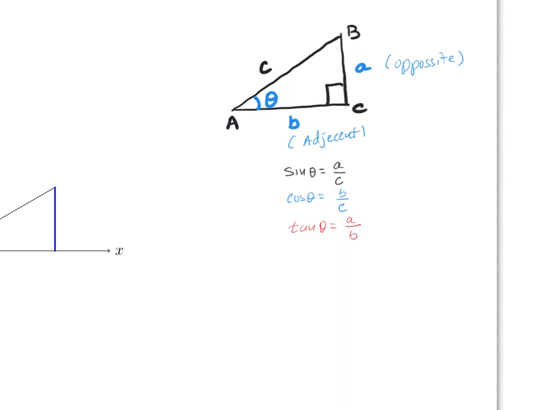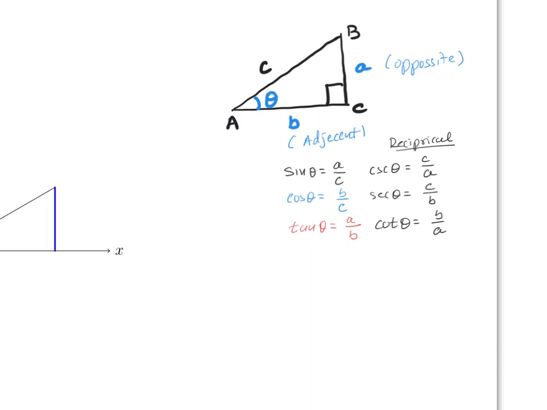Now, each of these three functions has a reciprocal, okay? And reciprocal, remember, is flipping the fraction. So the reciprocal of sine is called cosecant, and cosecant is C over A. So notice how you just flip these two. Cosine also has a reciprocal, which is called secant, and this will be C over B. And then tangent has a reciprocal called cotangent, and this will be B over A. So these are the 6 trigonometric functions.